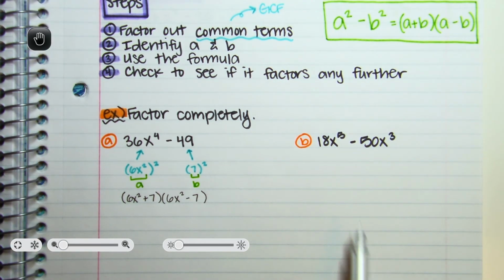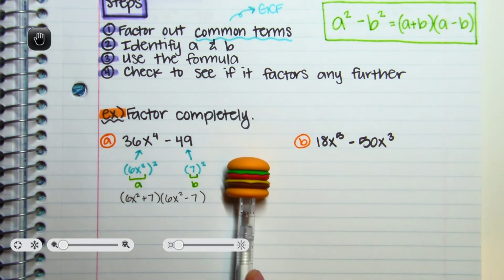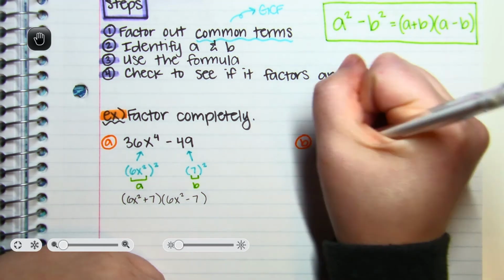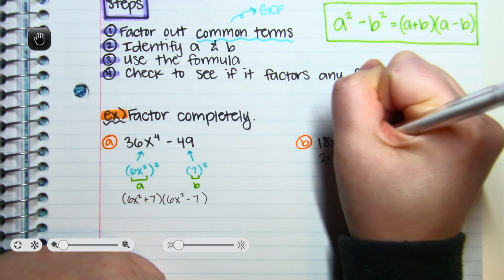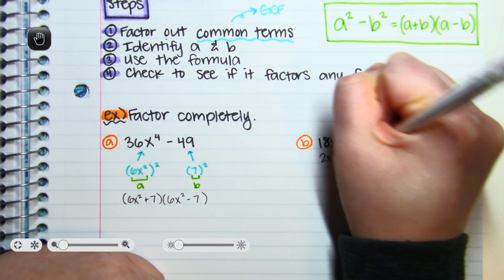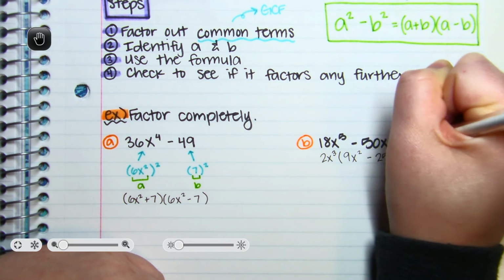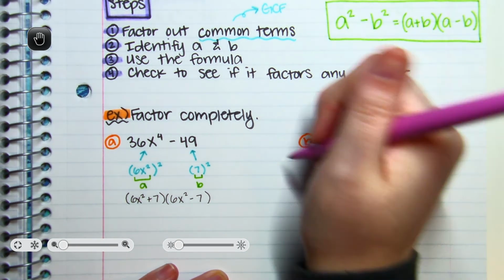All right, let's look at part B. Step 1, is there a GCF? So does part B have a GCF? Good, you should have said yes. And your GCF is 2x cubed. So 2x cubed. And then what we're left with is 9x squared minus 25. So this is our GCF.